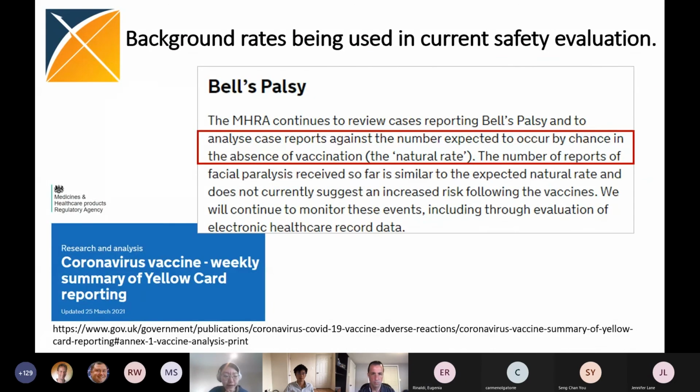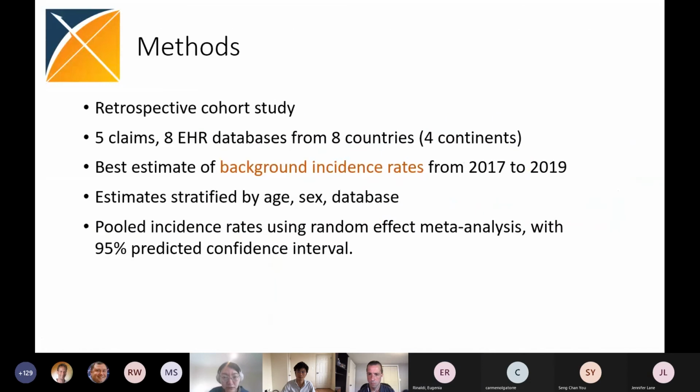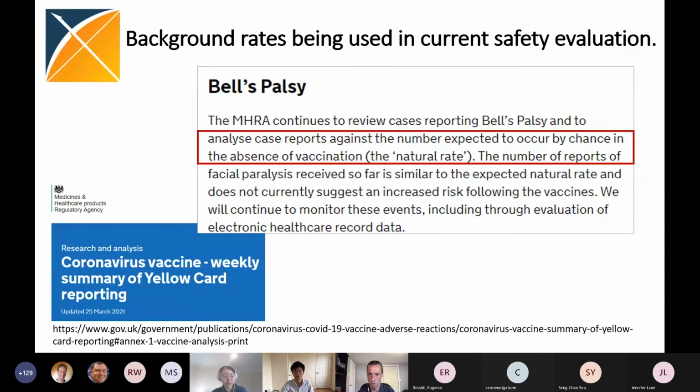Here's an example of how background rates are used in current safety evaluation. This is a screenshot I took from the UK's regulator, where they compare the reported rates of Bell's palsy with the natural rate, which is the background rate we're talking about here. So we see that it's important to understand the background rates of selected adverse events of special interest for vaccine safety.